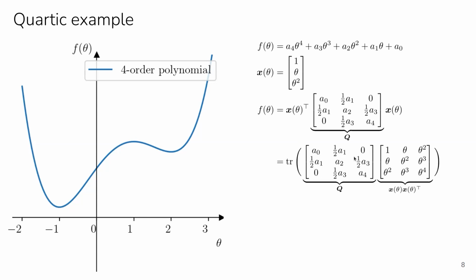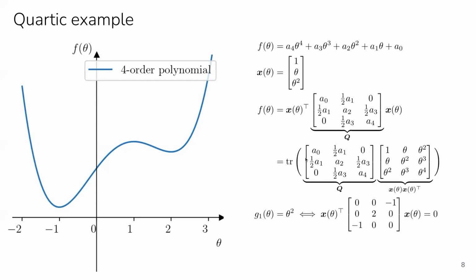And the trace of a product of matrices is simply the sum of the pointwise multiplication of them. So you can immediately convince yourself that here you just take A0 times 1 plus 1/2 A1 times theta and so on, and you end up with the original cost function. I went through all of this because we will be using the trace trick again later. So if you weren't familiar with it, then now you have seen it at least once.